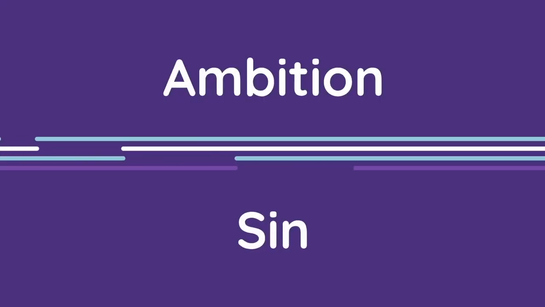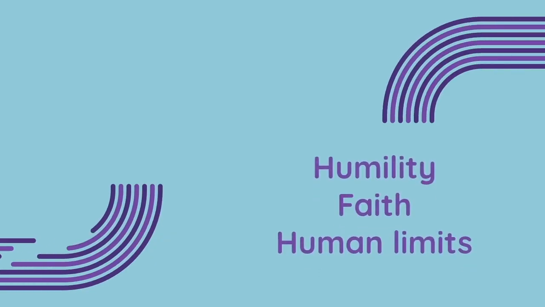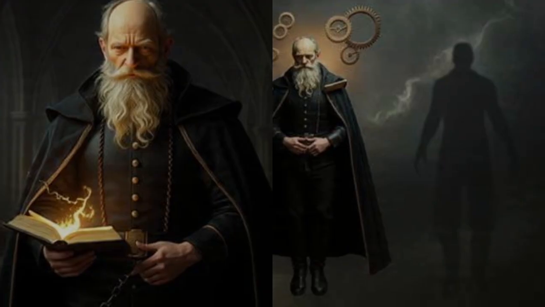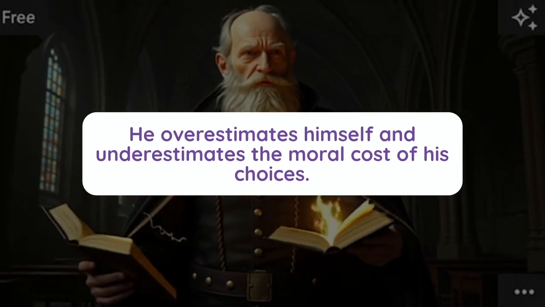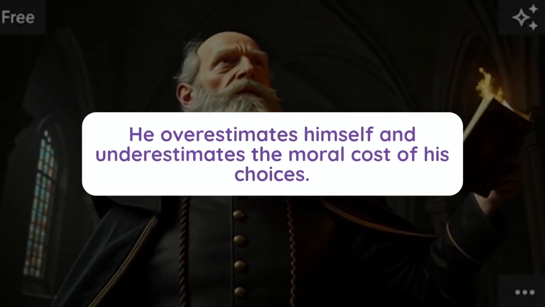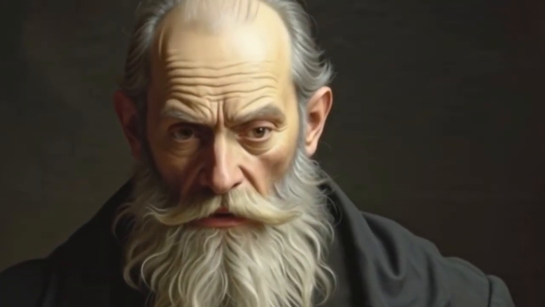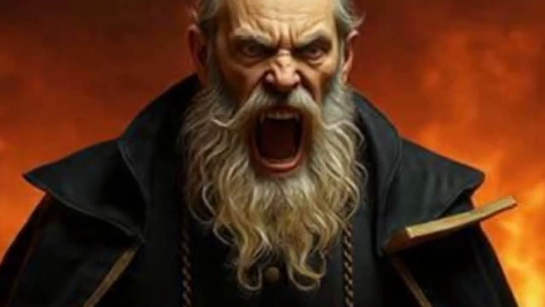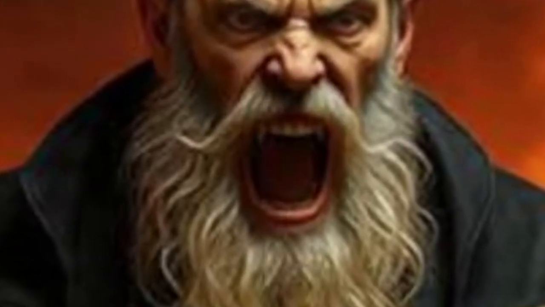Second, the themes of ambition and sin are central. Faustus's ambition is not evil in itself. What makes it dangerous is that it rejects humility, faith, and human limits. In fact, his downfall is both intellectual and spiritual. He overestimates himself and underestimates the moral cost of his choices. And finally, the play is about consequences and damnation. Faustus is repeatedly offered chances to repent, yet he refuses. His tragic end demonstrates that choices shape destiny, and that some moral decisions cannot be undone at the last moment.